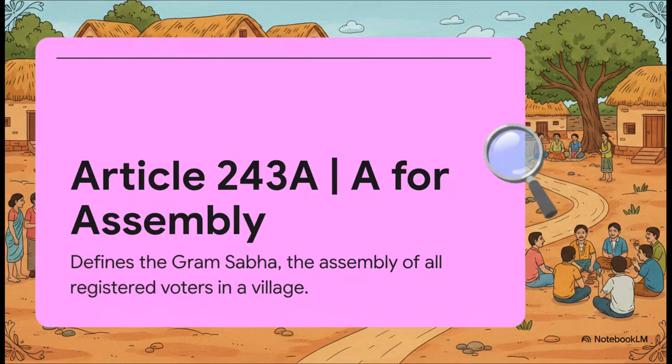It all has to start with the people, right? So our very first keyword is A, for assembly. Article 243A defines something called the Gram Sabha. And what is that? It's literally an assembly of every single registered voter in the village. This is the bedrock of democracy at the local level. You can think of it as the village's own parliament.